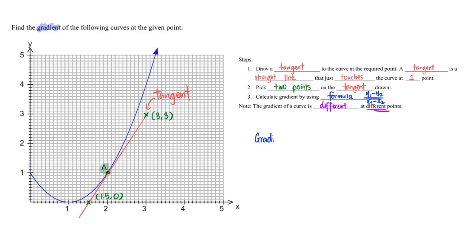Gradient at point A is just simply, I will have my x1, y1. So this will be my y1 minus y2. So I will have 3 minus 0 divided by 3 minus 1.5. And that will give me 2.